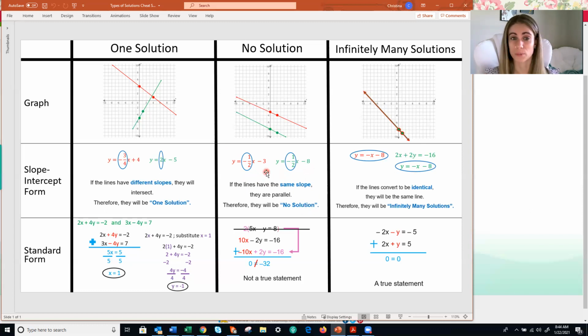This will be the focus for most of your IXL assignment. If you notice that the only thing they have in common is that the slope is the same, so the y-intercept is different, it will be no solution.